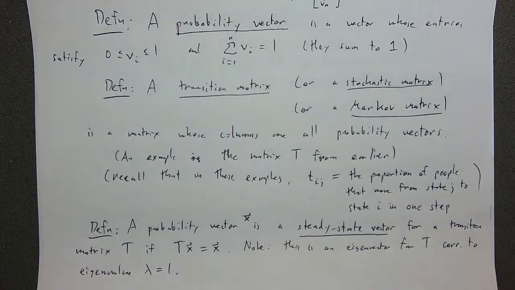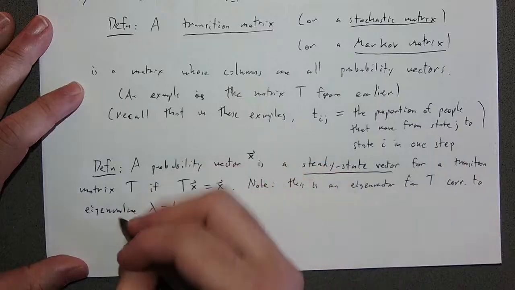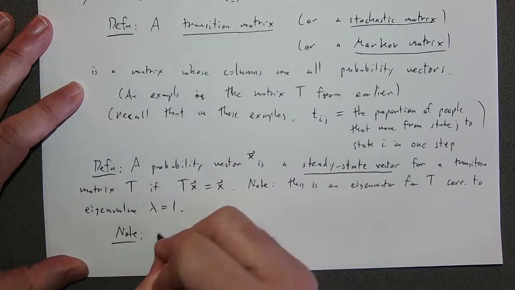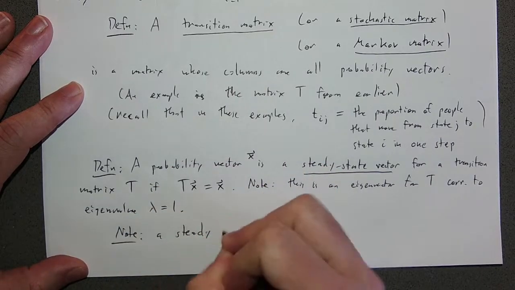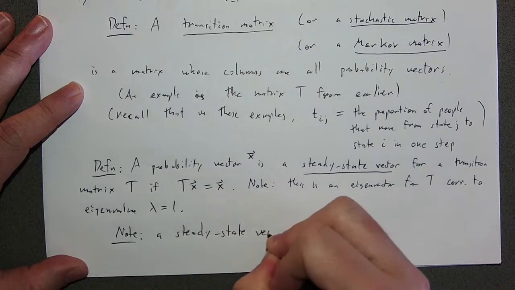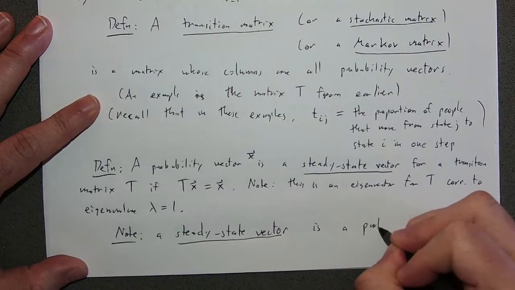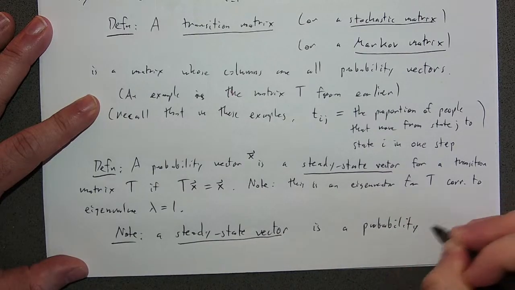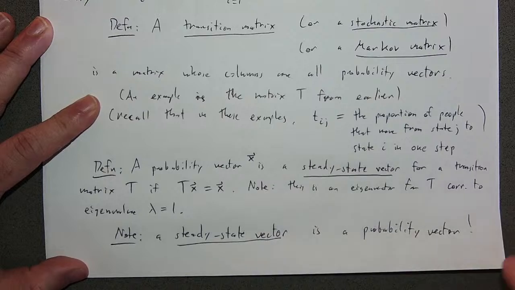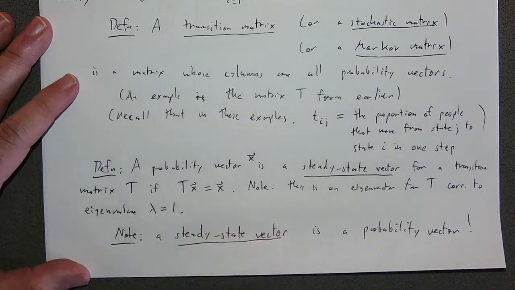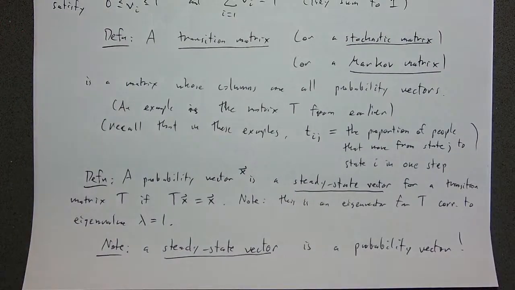Now, I want to note something here because this can be confusing for some of the statements that I am about to make soon. Note, a steady state vector is a probability vector. That's included in the definition here. A steady state vector has to already be a probability vector, which means that its entries already have to sum to 1.